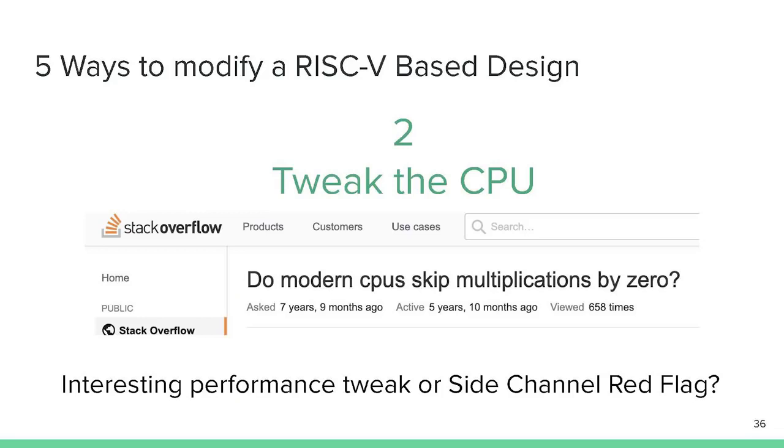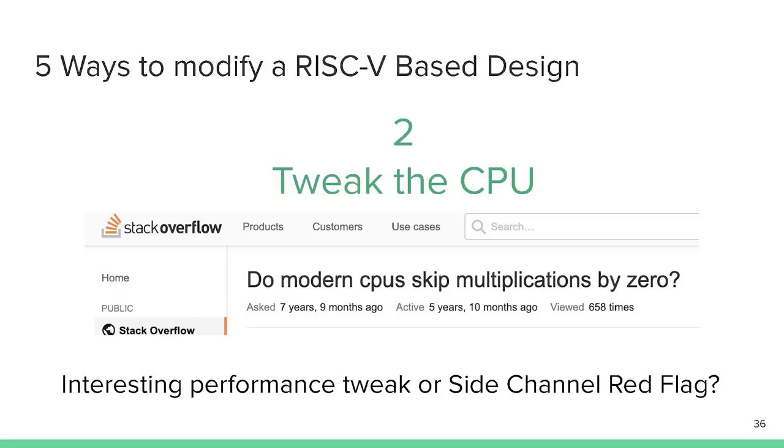Next thing you can do is tweak the CPU. Remember, part of the glory of having open source design is that you can actually look at it and understand it. I was having a conversation with one of my mentors in grad school, and he mentioned, oh yeah, I think there's a patent on multiplication by 0. If you multiply by 0, you can just not do it, and that saves you some power. You just know the answer is 0.